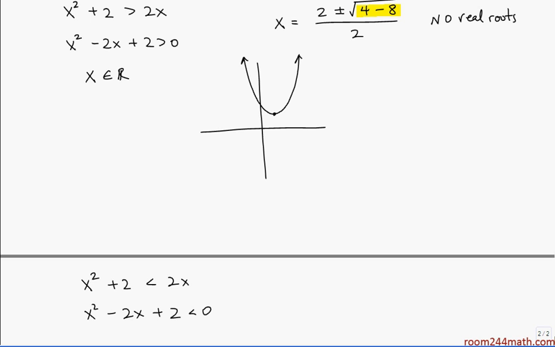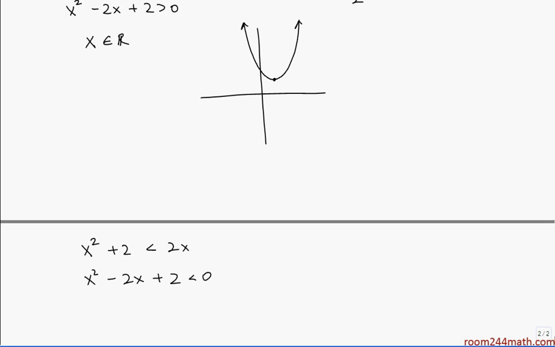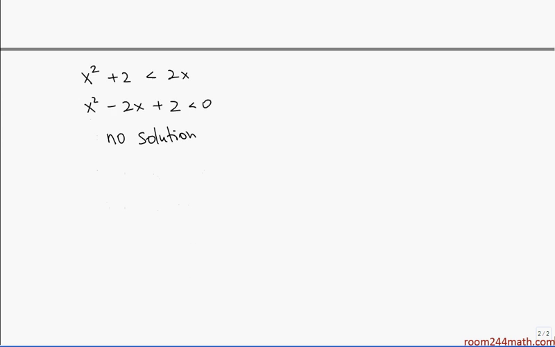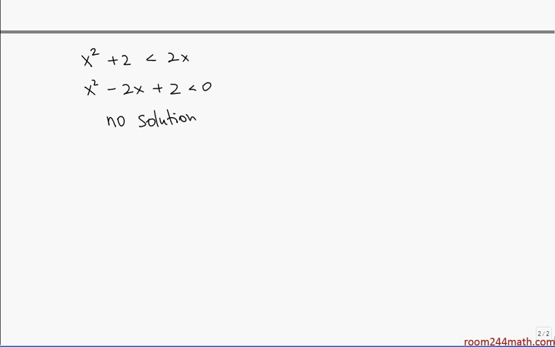We would use the quadratic formula and realize it doesn't have any real roots. We would sketch it. You get the same graph, and you realize, okay, it's never below the x-axis. There's no value of x that's ever going to make x squared minus 2x plus 2 less than 0, and therefore there is simply no solution. There is no value of x that will make this statement true.